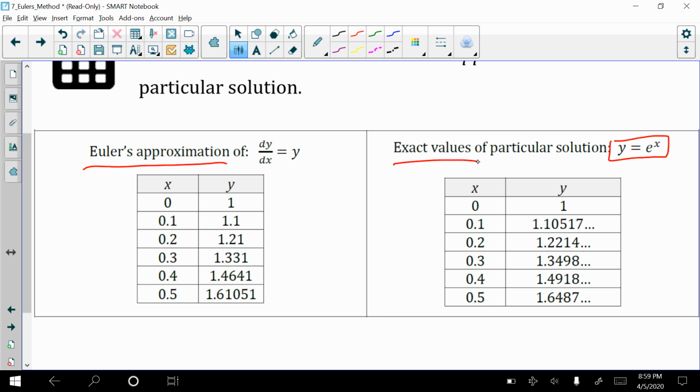If I wanted to compare them to see just how accurate they would be, I would take the corresponding y value from my Euler approximation and subtract it. I would take the difference with the actual solution at that point, and that is how we would be able to determine what the accuracy would be.